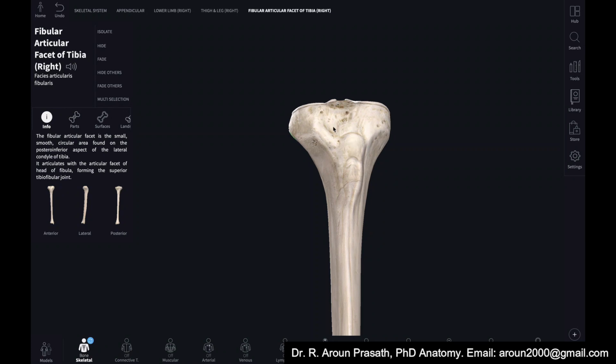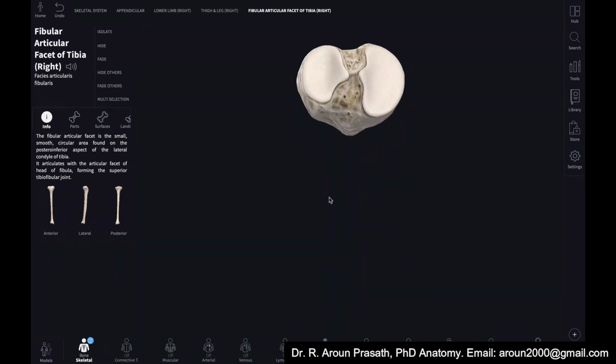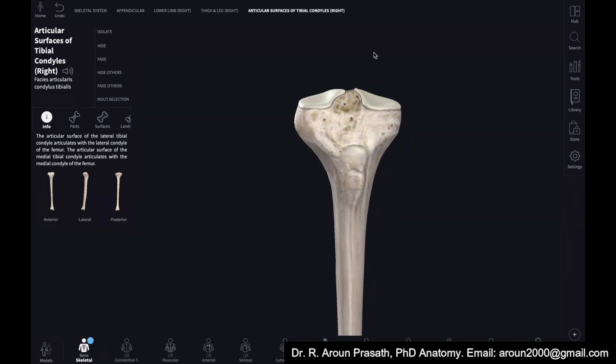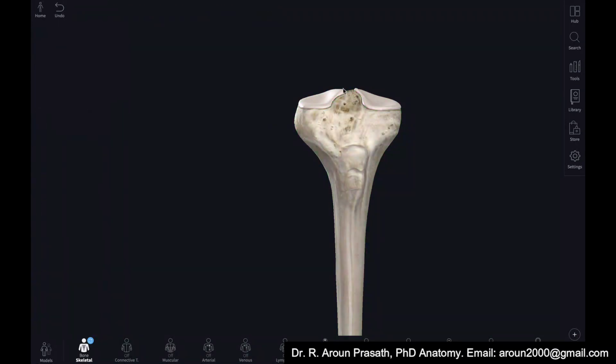If you look at the tibia, this is the medial tibial condyle and the lateral tibial condyle, and if you look at the superior aspect of the tibia, this area is flat. That is why it is called the medial tibial plateau, and this is the lateral tibial plateau. In between these two, this place is prominent, and that area is called the intercondylar tubercle. This tubercle gives attachment for the knee joint structures.